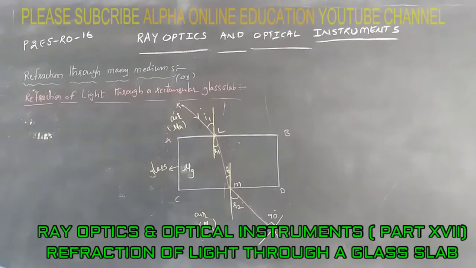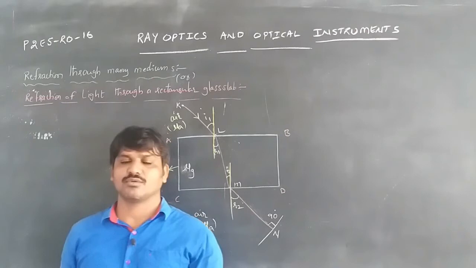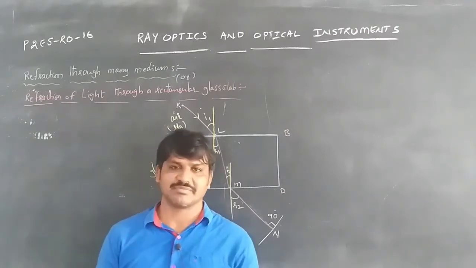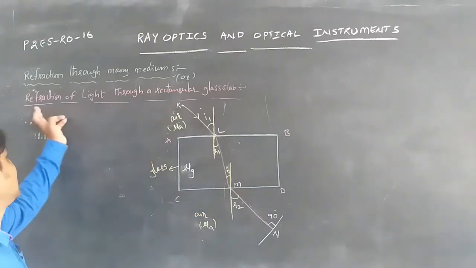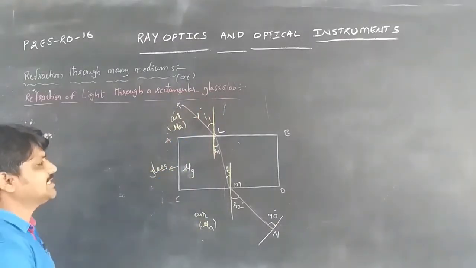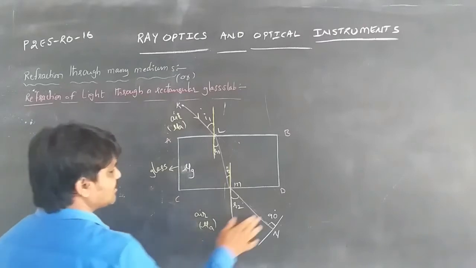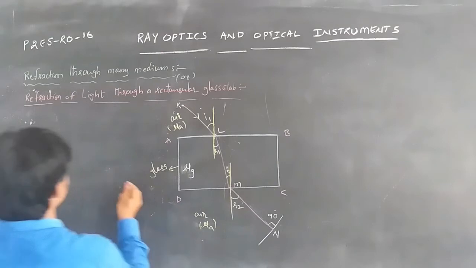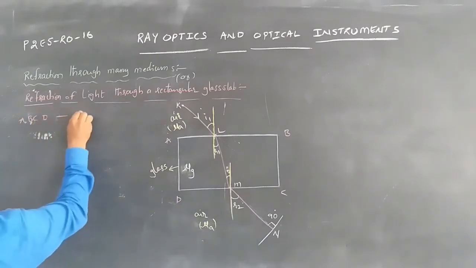According to the principle of reversibility of light, now we are going to learn about refraction of light through many mediums. Here we are taking refraction of light through a rectangular glass slab. ABCD is the glass slab.